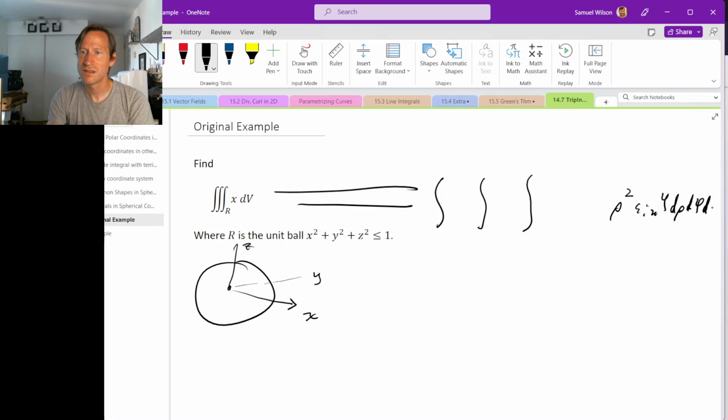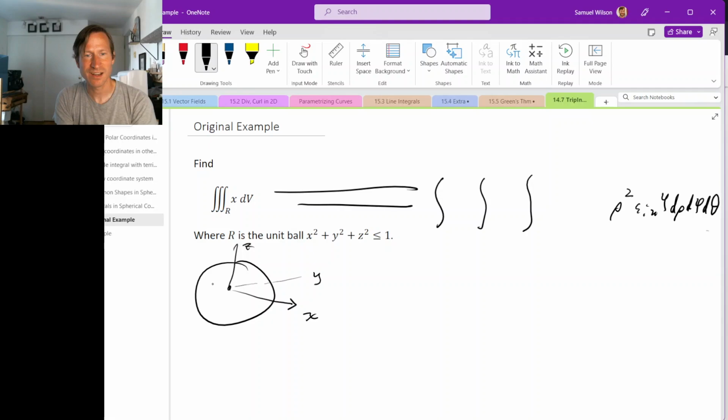So our theta bounds, what theta values do you need to cross to cover this entire sphere? Well, since the sphere is surrounding the origin, you have to go in all horizontal directions to cover all of the sphere. So d theta is going to go from 0 to 2 pi. Okay, now for a single theta value, what phi values do we need? Well, we have to go from pointing directly up all the way to pointing directly down to cover all of the sphere. So that's going to be from 0 to pi.